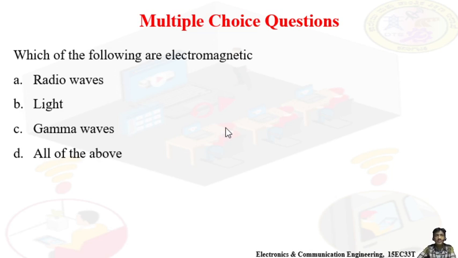The next question: which of the following are electromagnetic? Radio wave, light, gamma wave, all of the above. Actually, light means visible light. Radio waves are electromagnetic waves. Visible light is an electromagnetic wave, and gamma waves are also electromagnetic waves. These three are correct. Therefore, all of the above, option D.